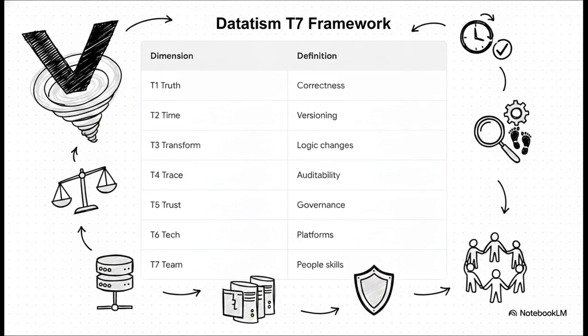So the T7 model categorizes every single data failure across 7 distinct dimensions: truth, time, transformation, traceability, trust, technology, and team. For instance, if your data isn't reconciled, well, that's a T1 truth failure. Governance issues, that's a T5 trust failure.